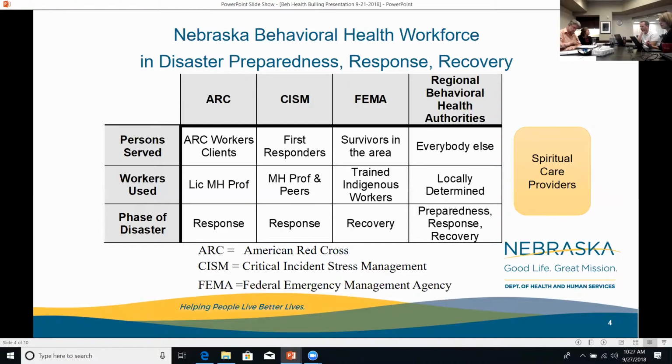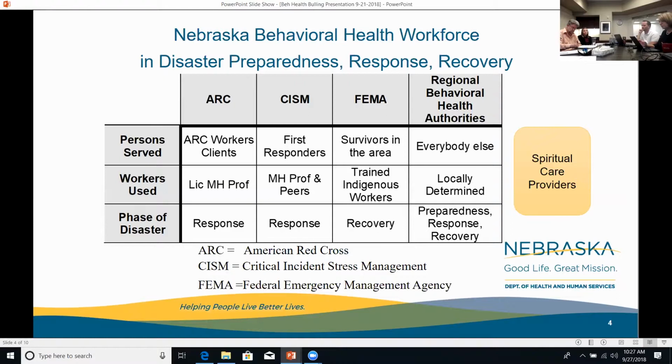Nebraska also has an organized critical incident stress management team, and many response organizations have individuals assigned to fulfill this role. CISM typically uses both mental health professionals and peers, and it can be active in any phase of disaster, but most often it's in the response phase.